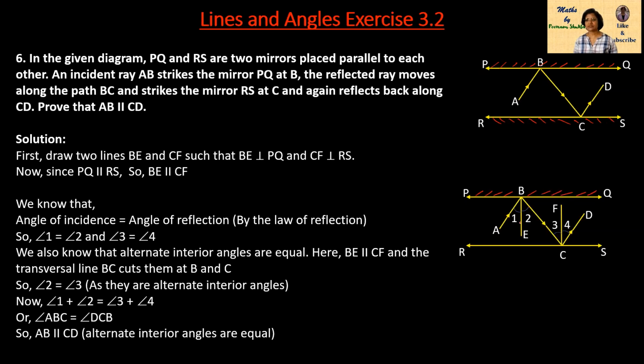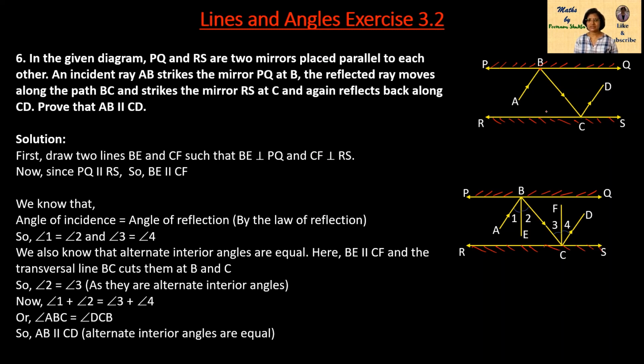Okay, so this is the diagram which you have to see now. So here PQ and RS are the two mirrors placed parallel to each other, and incident ray AB strikes the mirror PQ at point B. This is point B, right? The reflected ray moves along the path BC and strikes the mirror RS at the point C and again is reflected back along CD.